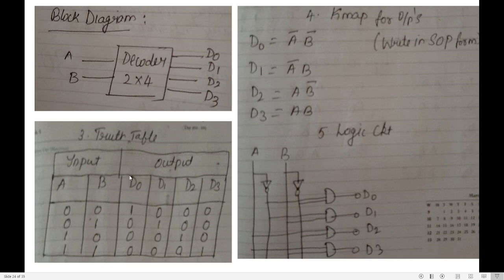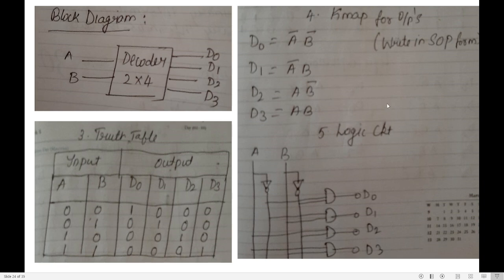Now write the logic expression for D0, D1, D2 and D3. The next step. How will you write the logic expression for D0? In D0, in which position do you have high? You have high only in one position, that is A bar, B bar. So the D0 equation is A bar, B bar. What is the D1 equation? D1 will be high for A bar, B. D2 will be high for A, B bar. D3 will be high for A and B. Now I have the equations for D0, D1, D2 and D3.